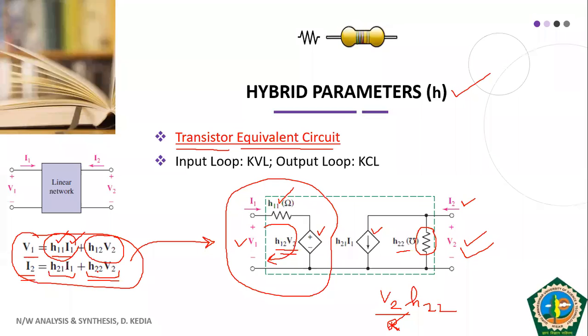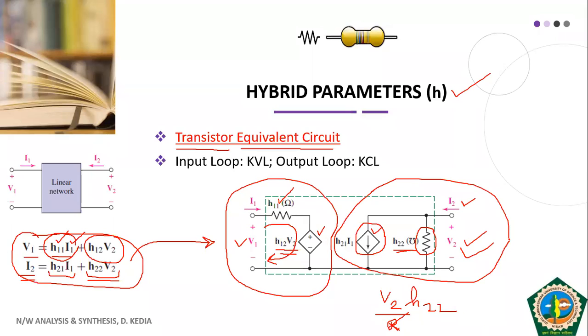So this is V2 into H22. V2 is the voltage, and H22 is the ohm inverse, that is Siemens. So this resistance is H22 Siemens, which is nothing but admittance. And what is this? This is a dependent current source. This current source has the value H21 I1, and it is dependent on I1, the current present in the input circuit. So I hope this representation of your H parameter equations in the equivalent circuit is clear.